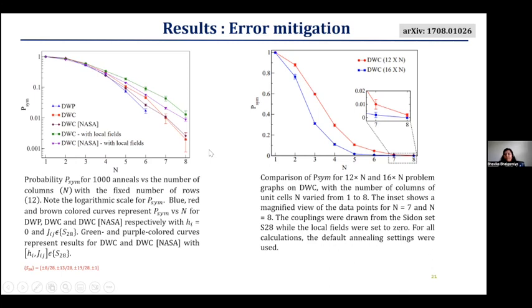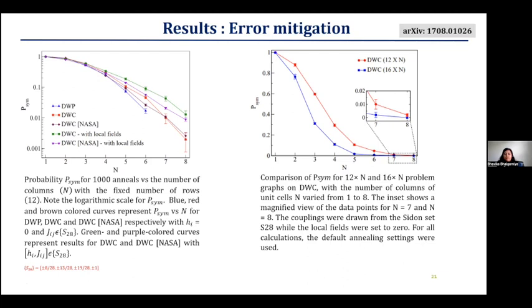Here, we need to make sure that if the left part is missing any qubits or couplers, then you have to remove the same qubit and coupler, or its mirror qubit and coupler, from the other part, because both of them should look exactly the same. That's why we call it mirror symmetry.